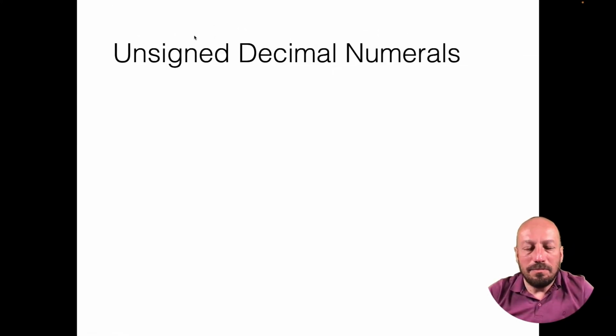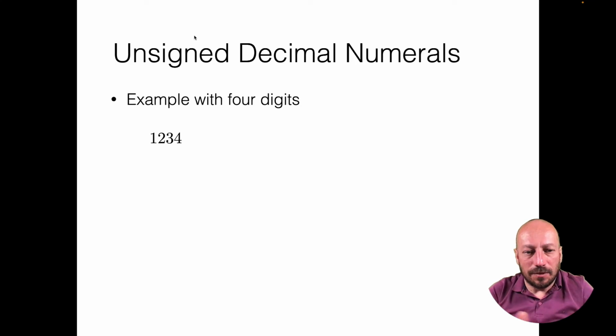Now, let me basically show you how I learned to understand the meaning of a decimal numeral. I was told that if I have a sequence of digits like that, then each digit has a certain weight. For example, here the 4 has the weight 1, the 3 has the weight 10, the 2 has the weight 100, and the 1 had the weight 1000.